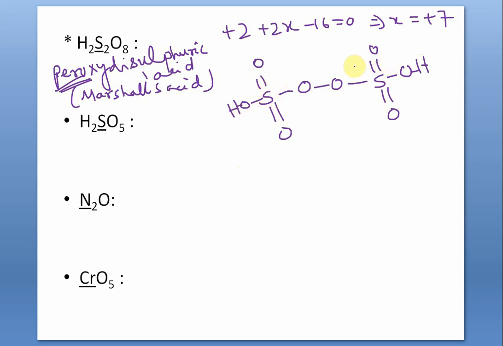H2S2O8. This is peroxydisulfuric acid. Now this is the peroxy linkage, and this bond will be homolytically cleaved. At this bond, sulfur will lose 1 to each of these six oxygens. So sulfur as usual will be losing 6 electrons, will be plus 6. This sulfur also in a similar manner will lose 6 electrons and will be plus 6.